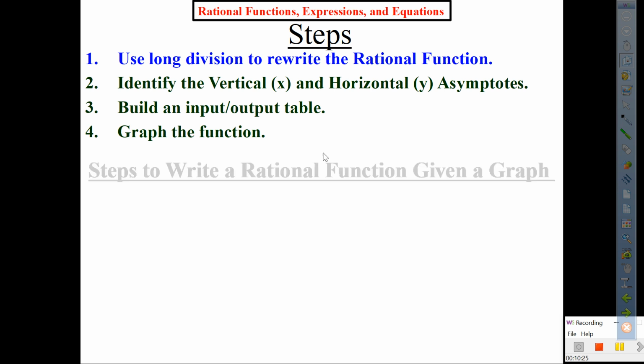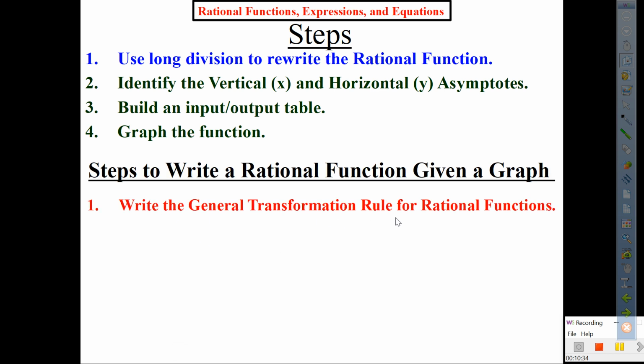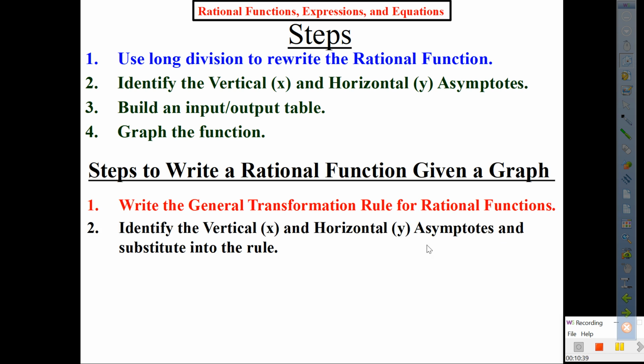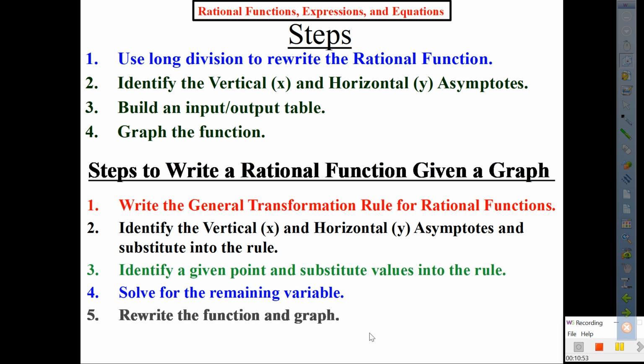So here's the process. In order to write a rational function, you need to, number one, write the general transformation rule of the rational function. 2, identify the vertical and horizontal asymptotes and substitute into the rule. 3, identify a given point and substitute values into the rule. 4, solve for the remaining variable. And 5, rewrite the function and graph. Simple steps. Get your phone out, take a picture, and then you can copy those as we go along. Have those handy so that we can get to the session.